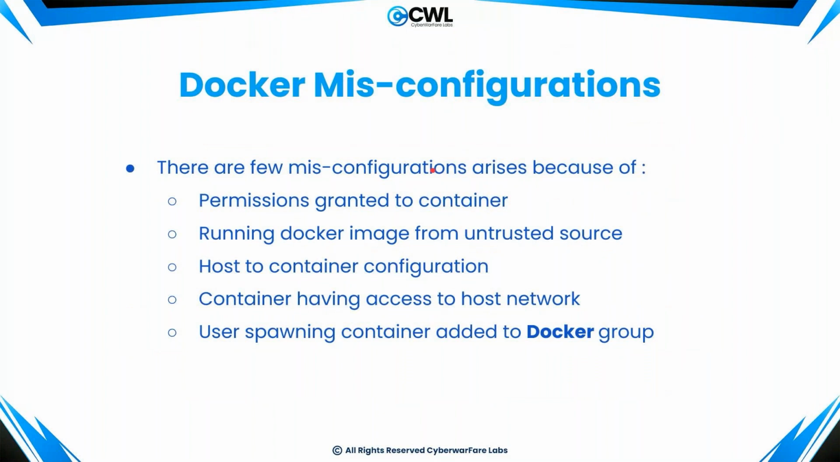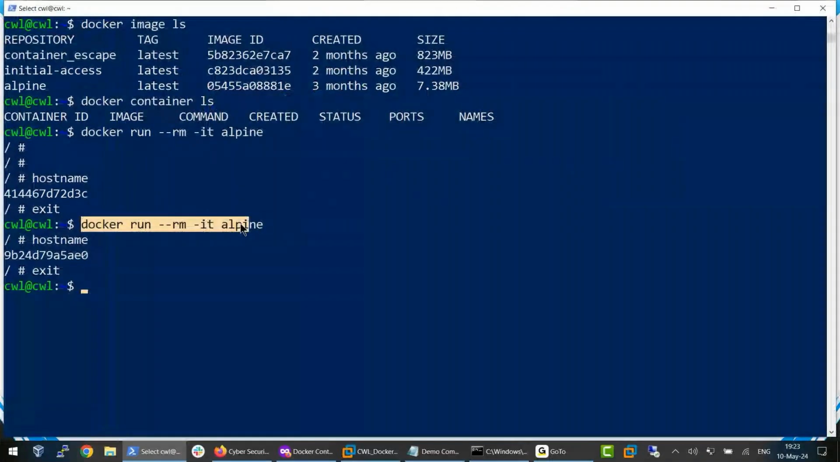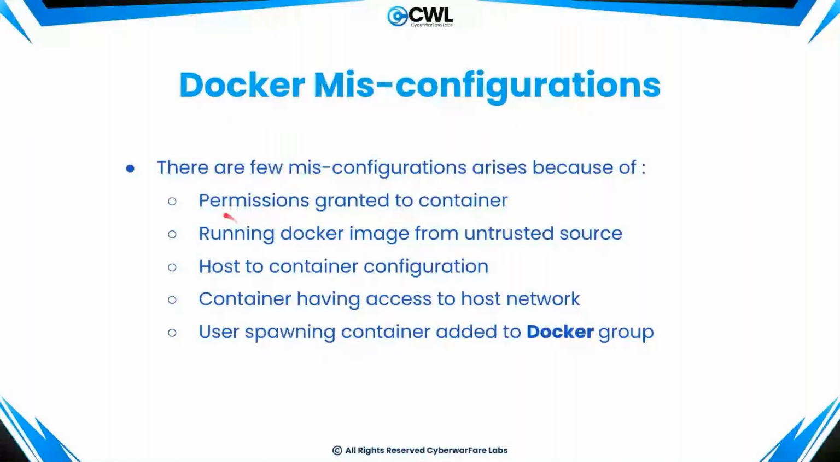Now moving forward, let's cover the interesting stuff that everyone is waiting for, that is Docker misconfiguration. There are a few misconfigurations that arise from a few things. First are the permissions granted to the container. So when we are running any command like how you saw previously, if we add any capabilities or permissions while running this container, the container will have excessive permissions, right?